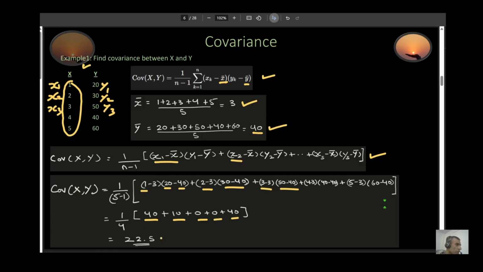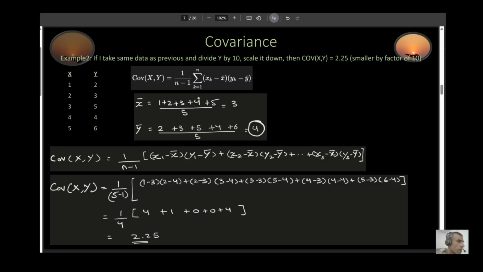Solving this expression, the answer comes out to be 22.5. So the covariance between x and y is plus 22.5. Now let's take a look at this example. In this case, I'm taking the same data as the previous one, except now I'm dividing my y by 10. So previously my y was 20, now it's 2, it was 30, now it's 3, and 5 and 4 and 6. So I've just taken out all the 10.